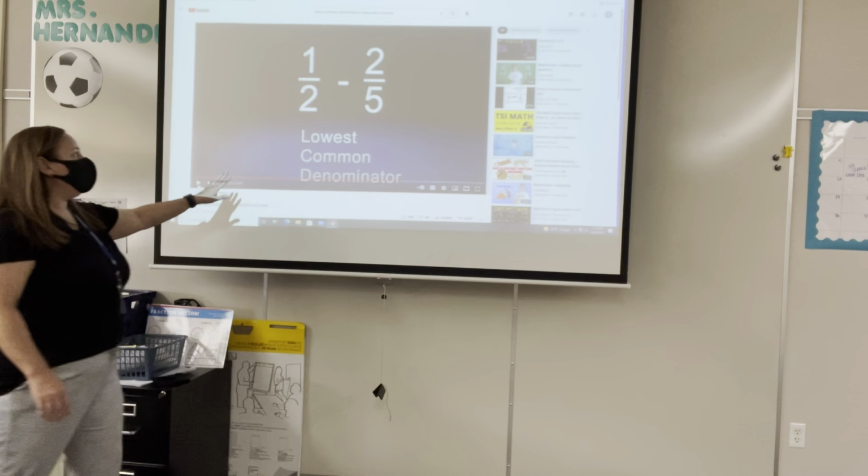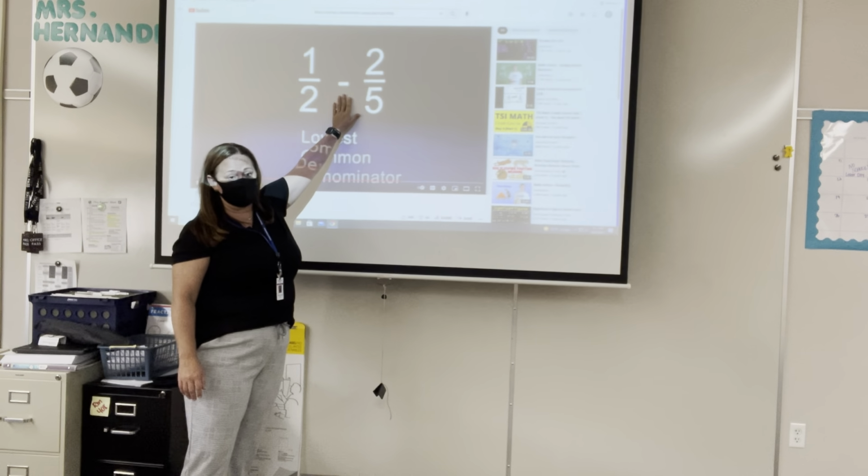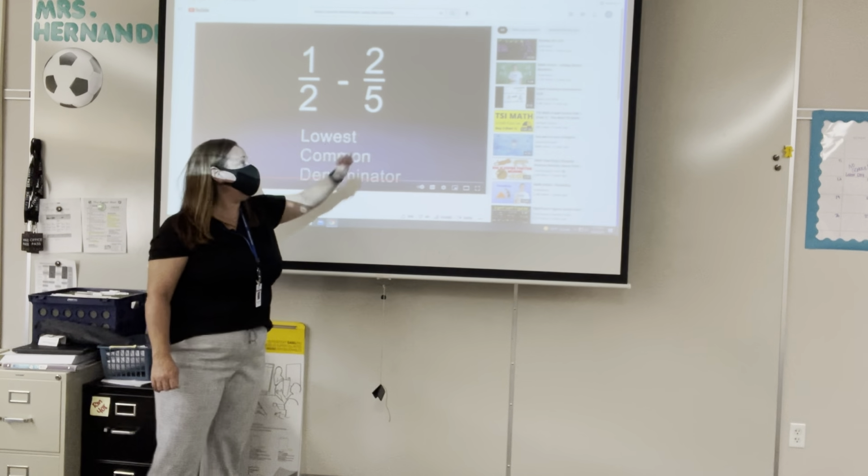So on this one, it's going to be the exact same thing. We just have to watch for the symbol to see whether it's asking us to add or subtract, okay?